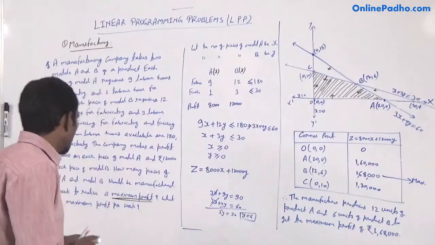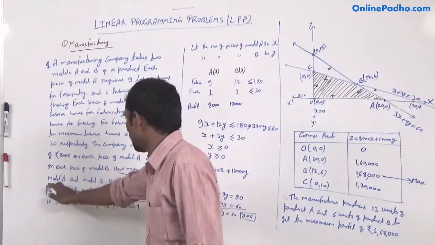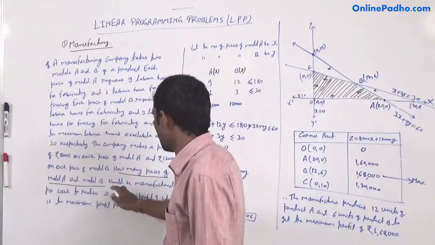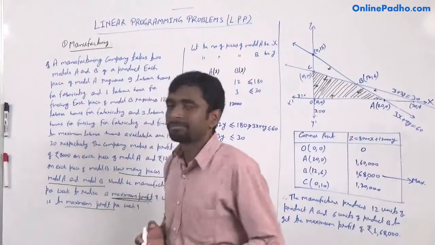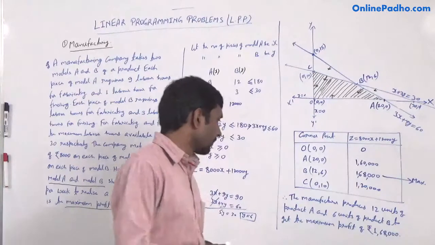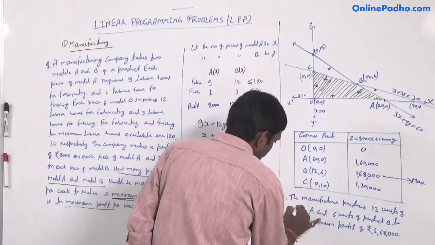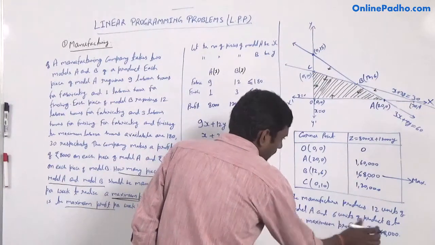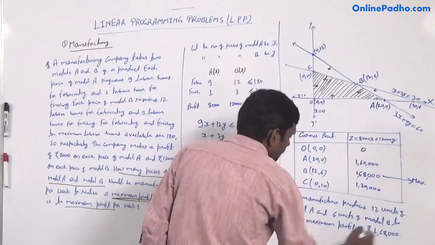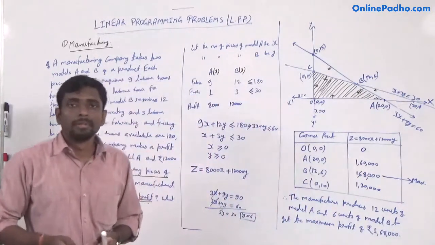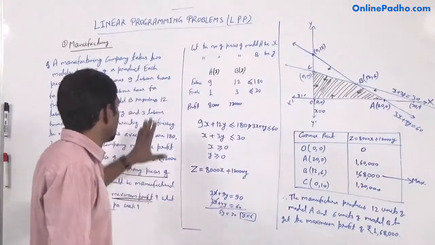We have two questions in this question. How many pieces of model A and model B should be manufactured per week to realize the maximum profit, and what is the maximum profit? So we got both the things. Not a product A, this may be model A of the same product, model A and model B. Right?